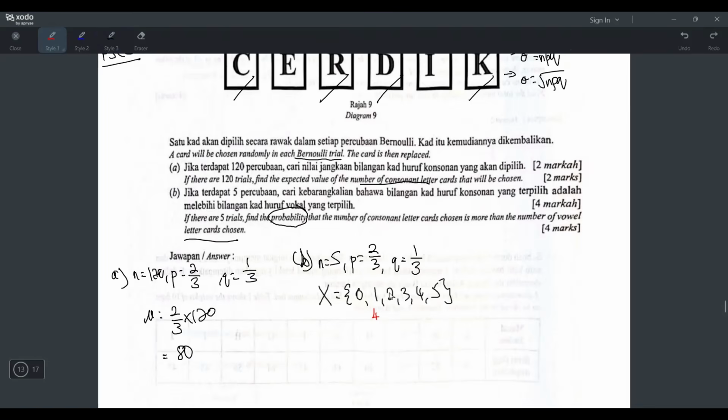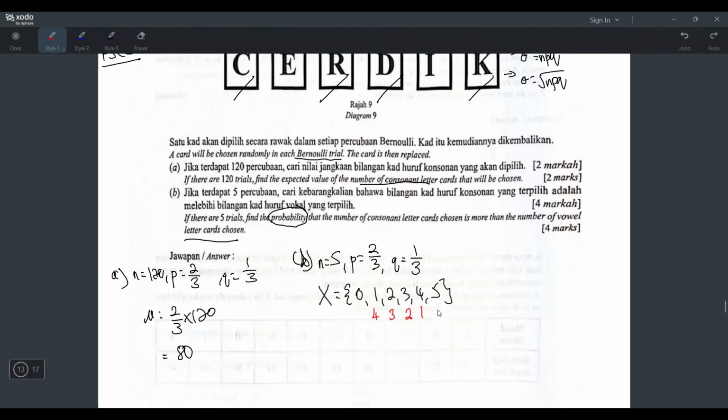Okay, what if I get 2 times success? Out of the 5 tries, 2 times only I get consonant. It means 3 vowels. And if it's 3 consonants, it will be 2 vowels, 4 consonants, 1 vowel, 5. Okay, what is 5-5? 5-5 means all 5 times I succeed, 5 times I get a consonant letter.